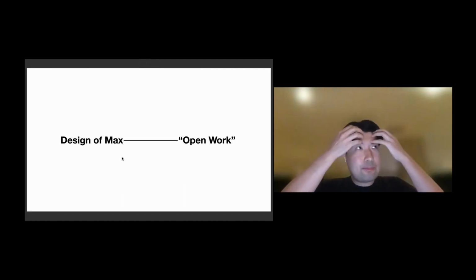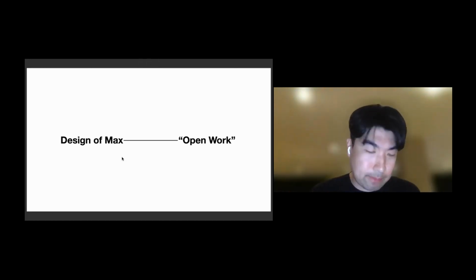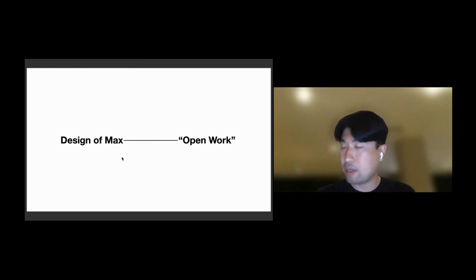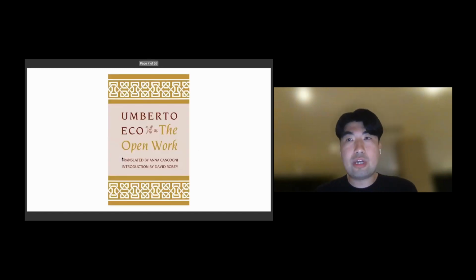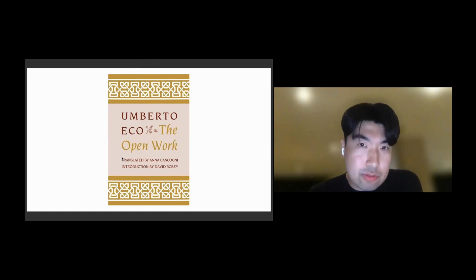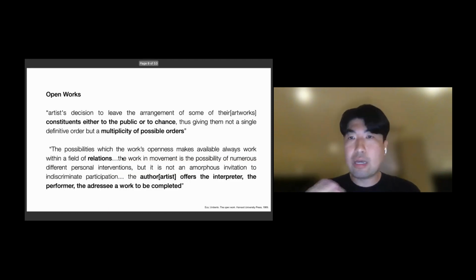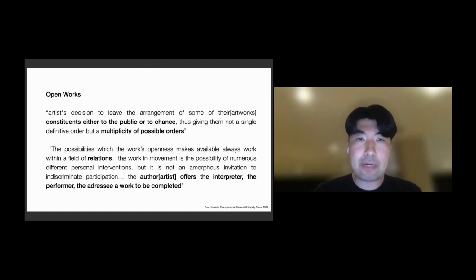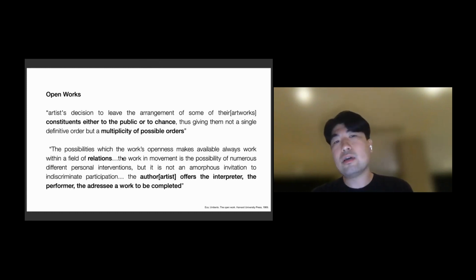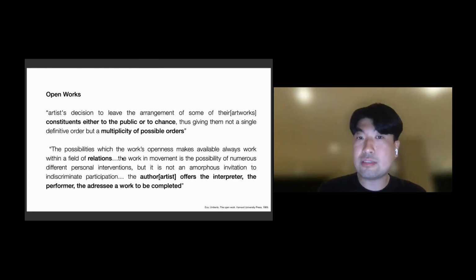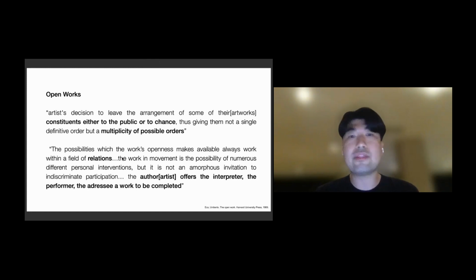So first, the point I want to make is about the design features of Max, and I want to connect it with the notion of the open work. The open work is a notion coined by Umberto Eco in his research on poetry and open forms of art. The open work can be broadly defined as a work that is in movement, a work that is not definitive in form and does not come in a closed fashion. Rather, it is constituted by the public or by chance, and a multiplicity of possible orders is possible.